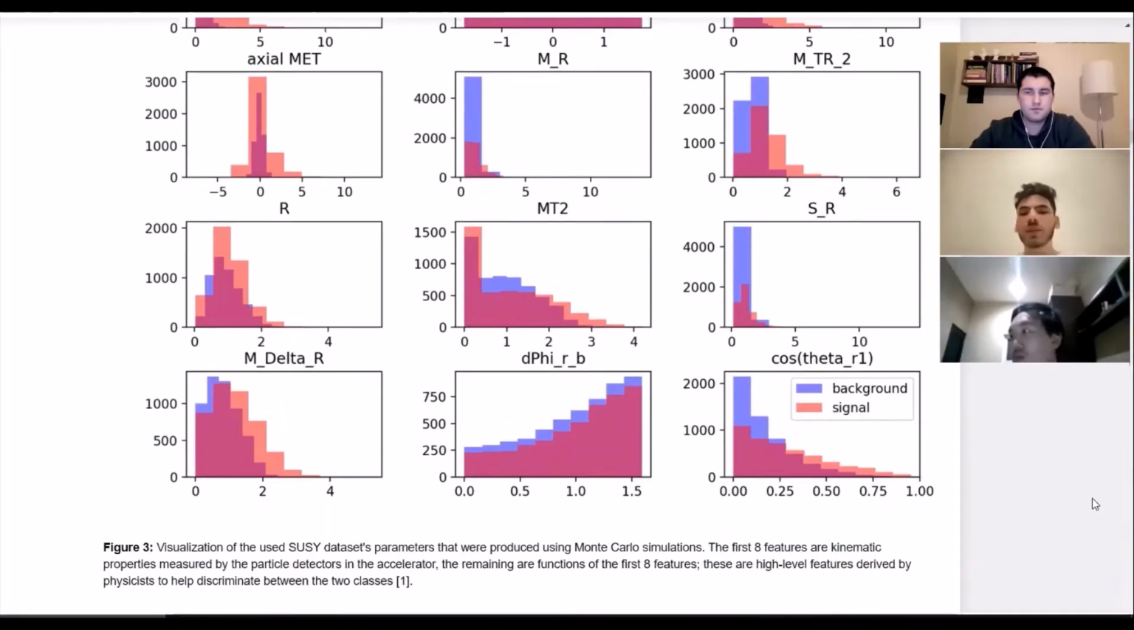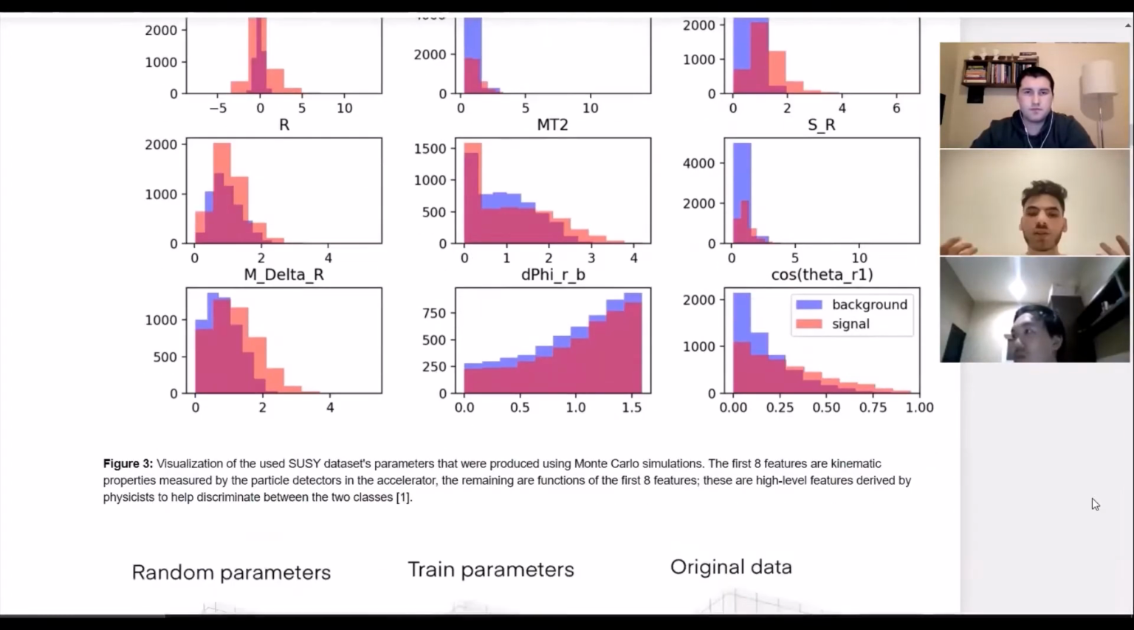And here I have some graphs, some histograms with the distribution of the background signal and the signal that comes from a successful collision. From these 18 parameters, just 8 are first parameters and the second 10 are generated from the first 8.